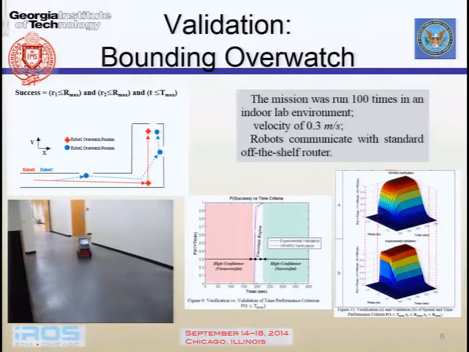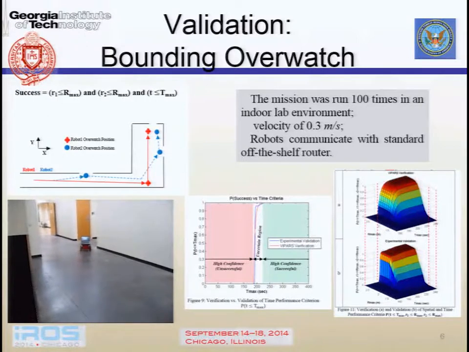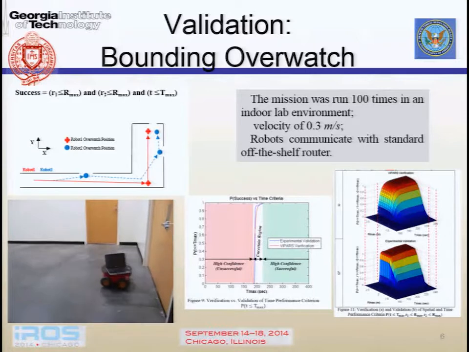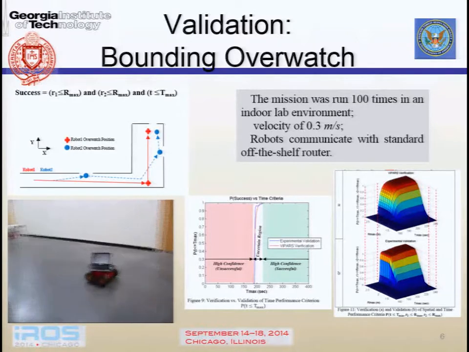Future work will include missions with uncertain obstacles, heterogeneous teams and swarms, and user studies. And I'll be happy to give additional detail on any of this in the session tomorrow.